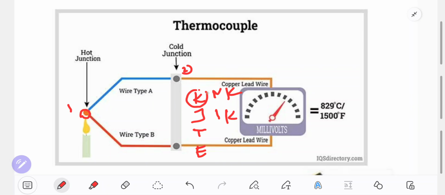This is just a picture. If you look at the real condition, the tool looks like this. Wire A and wire B are combined inside. There is an insulator covering the wires and a sheath also covering the wires, so it makes every wire safe.